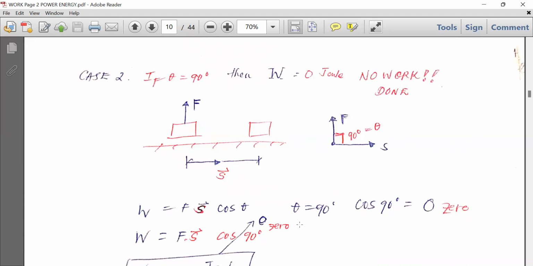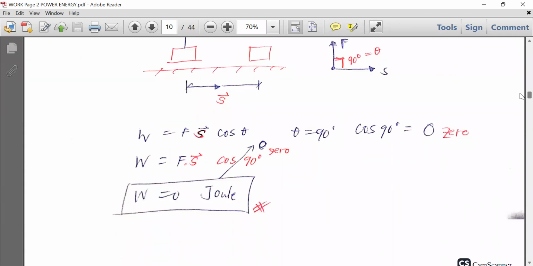We know that cosine theta is 0. So 0 times Fs is 0. So if the force is perpendicular to the displacement, there is 0 work done on the object. That means there is no work done on the object.